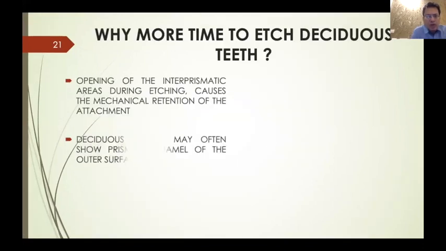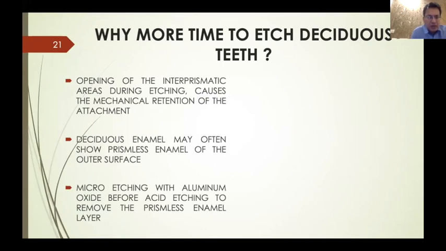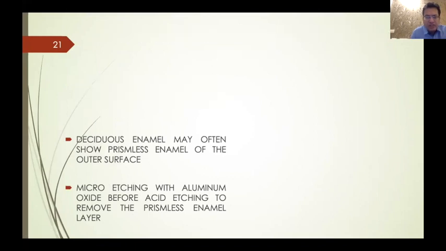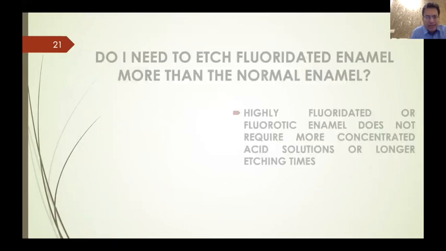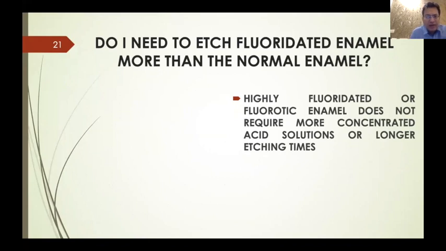Now, why more time to etch deciduous teeth? What is the aim of etching? It's opening the interprismatic areas during etching. Well, deciduous teeth often show prismless enamel on their outer surface. So it's a good idea to micro etch with aluminum oxide before acid etching to remove the prismless enamel layer. So the time required for etching deciduous teeth is usually more compared to permanent teeth. Now, do I need to etch fluoridated enamel more than normal enamel? No. The etching time required for fluoridated versus normal enamel remains the same.